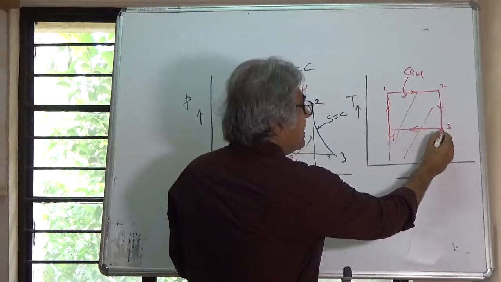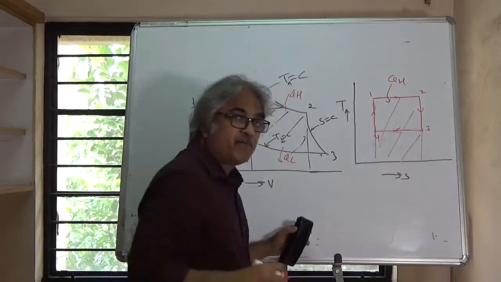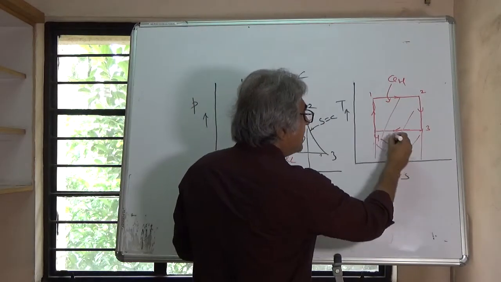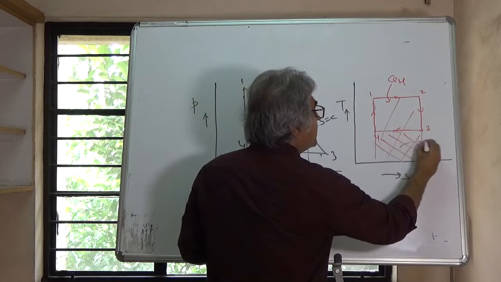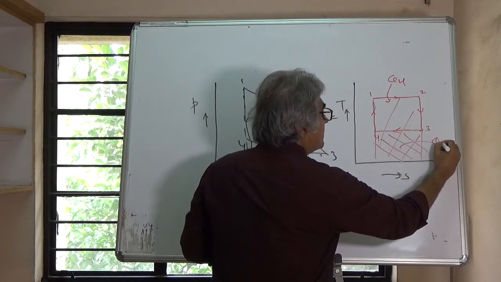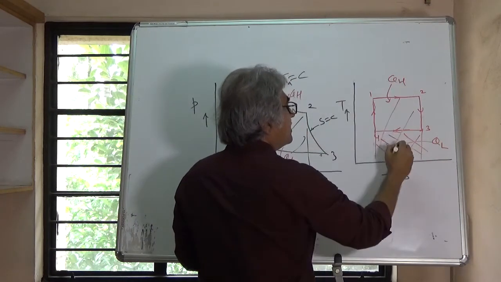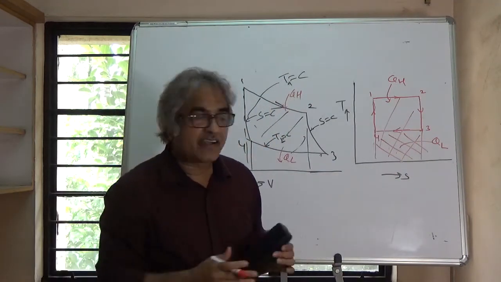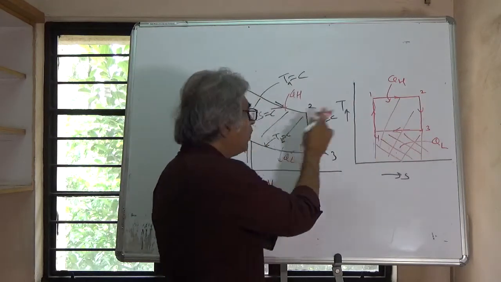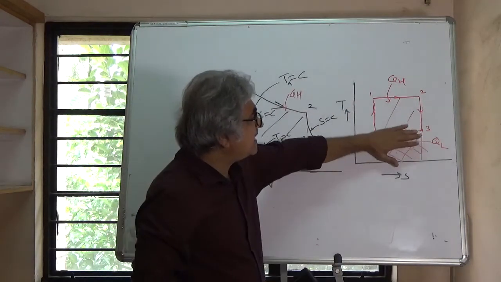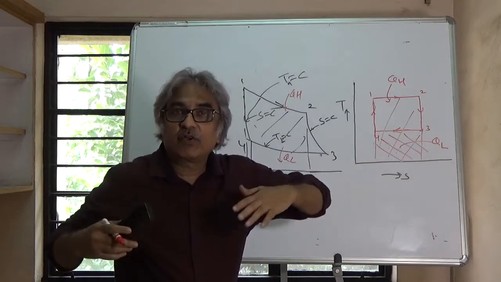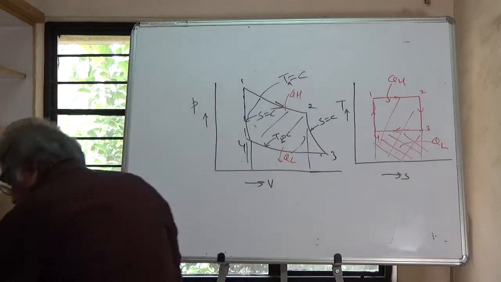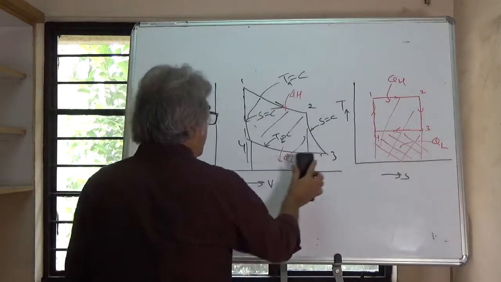What is the area under the process line 3 to 4? 3 to 4 is heat rejection. So the area under this is heat rejection, right? This is QL, let's say. QH, QL, and QH minus QL, that is net work, right? So this will give you net work. In both the cases it's going to be net work, but here these areas are going to tell you the heat transfer.